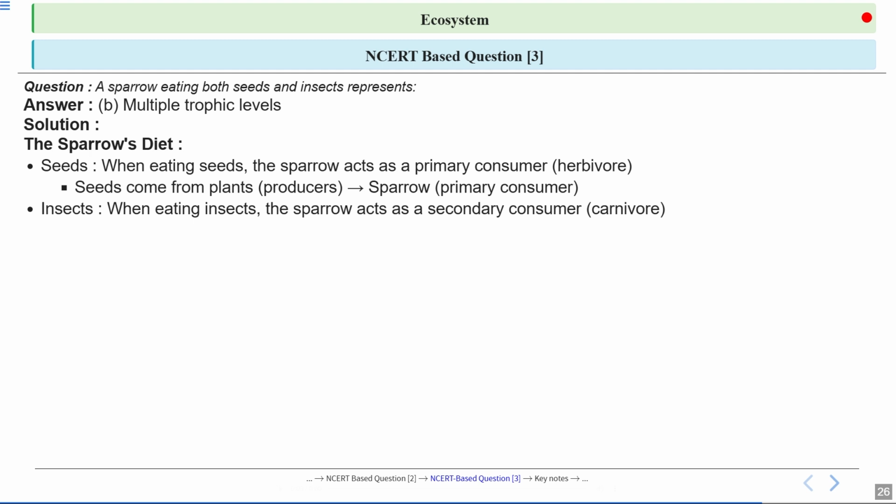So you can see here a single species can occupy multiple trophic levels depending on their feeding habit or depending on their diet. Now what will be the food chain here. Plants occupy the first trophic level, and then the insects occupy the second trophic level, and then the sparrow occupies the third trophic level here, and becomes the secondary consumer here.